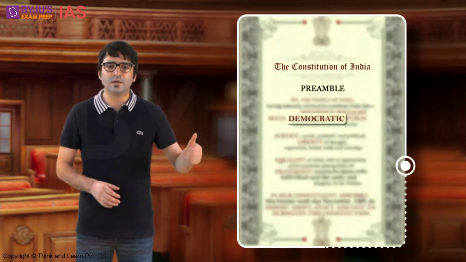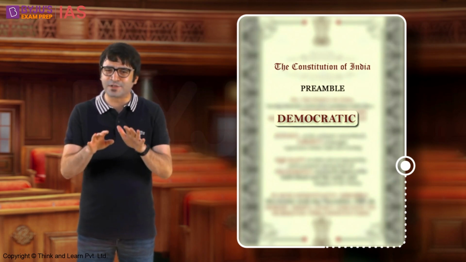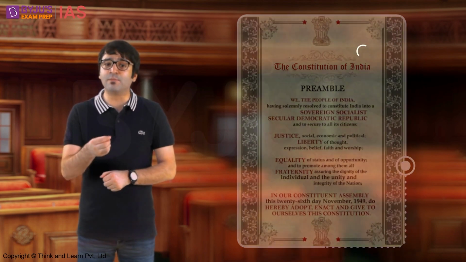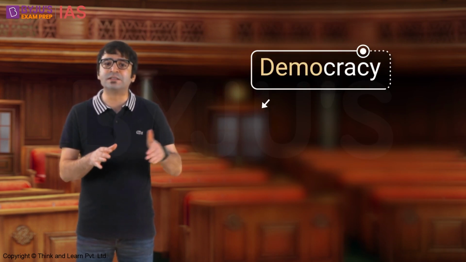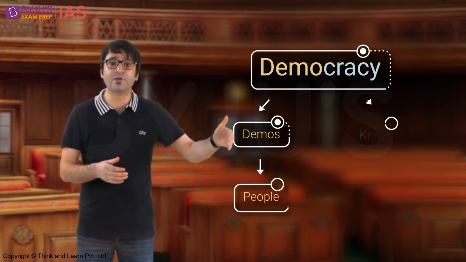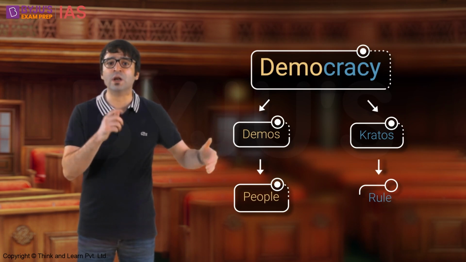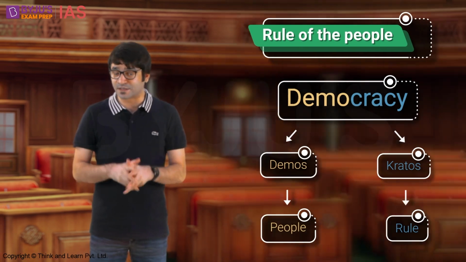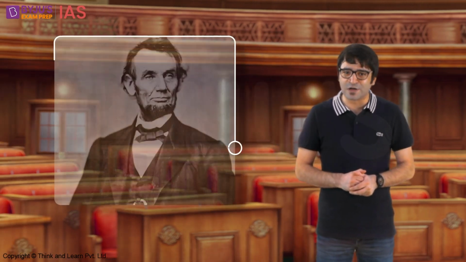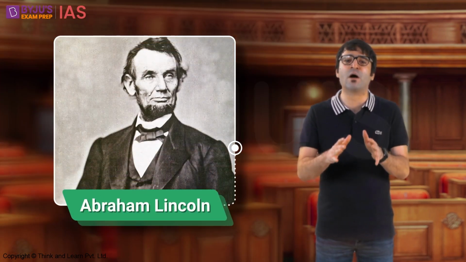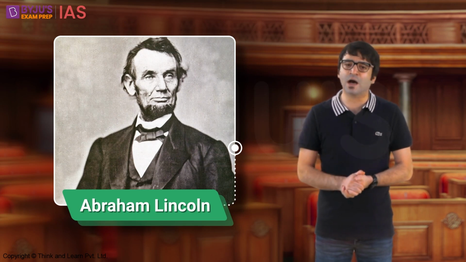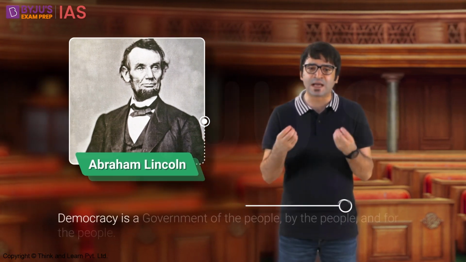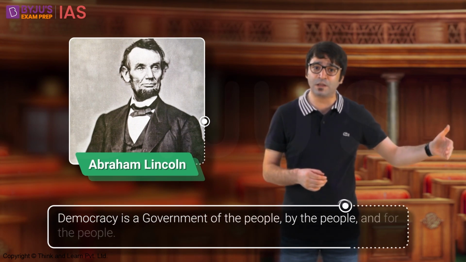Next key term, democratic. Let's study the term in detail. The word democracy comes from the Greek words demos, meaning people, and kratos, meaning power or rule. Thus, democracy translates to the rule of the people. It's a system of government that bases its legitimacy on the participation of the people. In this context, Abraham Lincoln's definition of democracy perfectly sums up the argument. He said, democracy is a government of the people, by the people, and for the people.